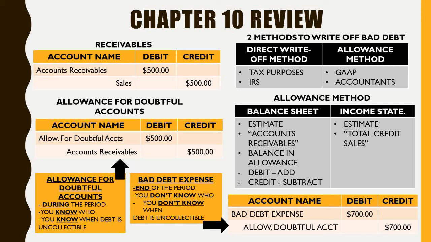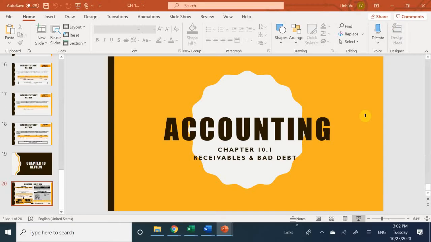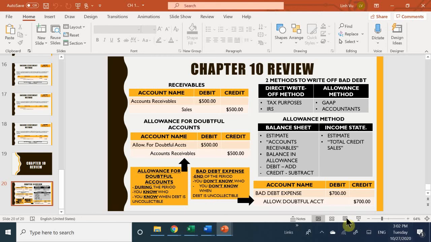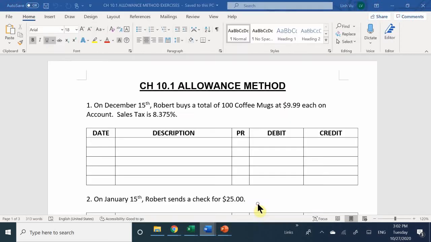So again, we learned two different methods, which is the direct write-off. You need to know at least what it is, but you will not be doing it because you are not the tax accountant. We are going to be doing the allowance method, which breaks down into two: either you do the balance sheet method or you do the income statement method. All right, so let's go ahead and get started with the exercise here for chapter 10.1, allowance method. So to build up, this is what we're going to be doing.